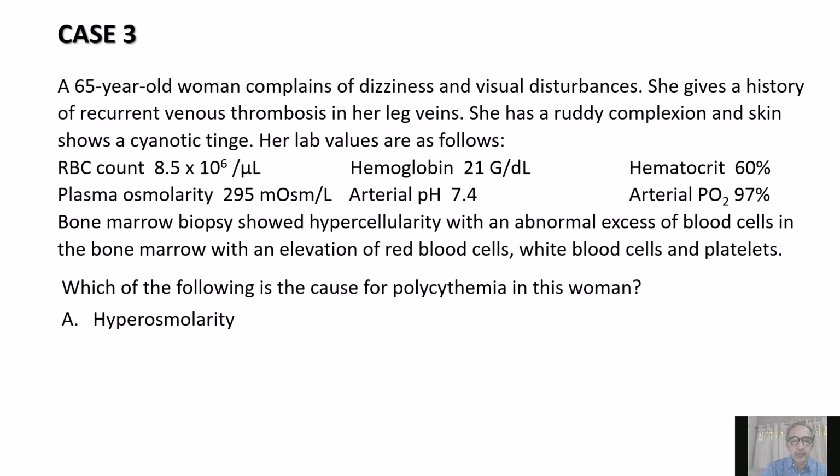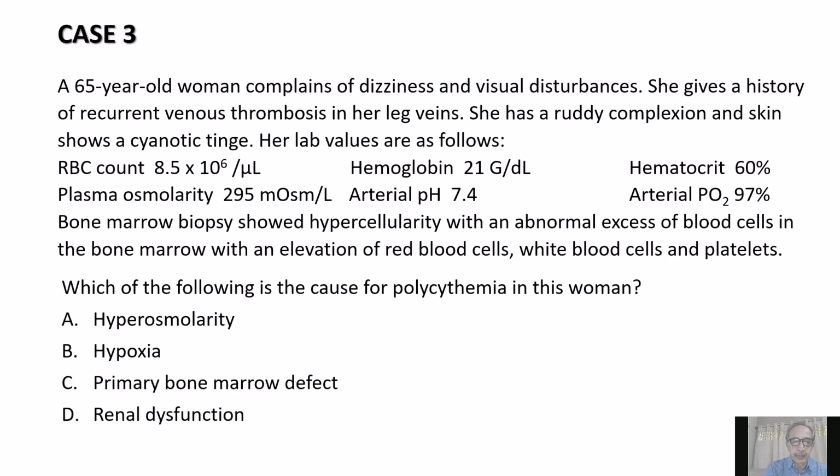Let us see. Hyperosmolarity. The osmolarity is normal. Hyperosmolarity does not cause any change in the cell count as such. Hypoxia, there is no indication of hypoxia. Arterial PO2 is normal. So it must be a primary bone marrow defect. Renal dysfunction, there is no indication of renal dysfunction here.